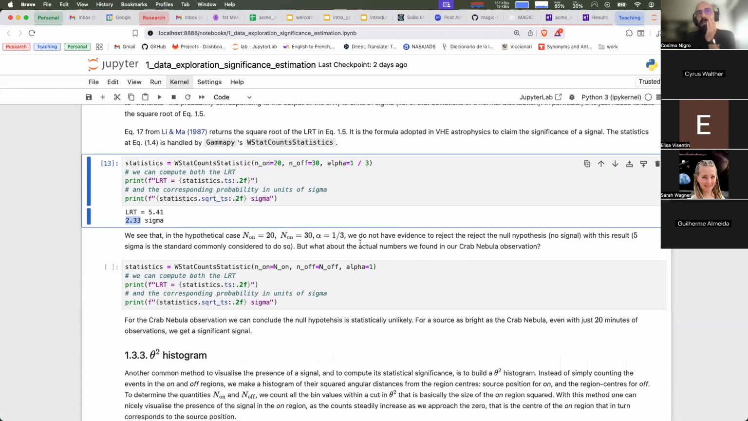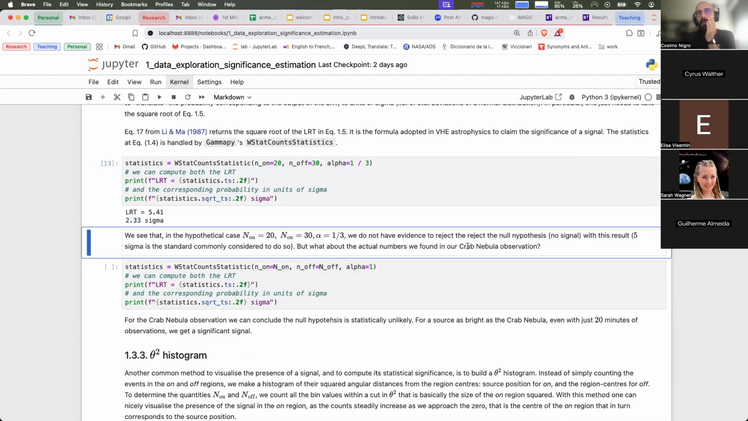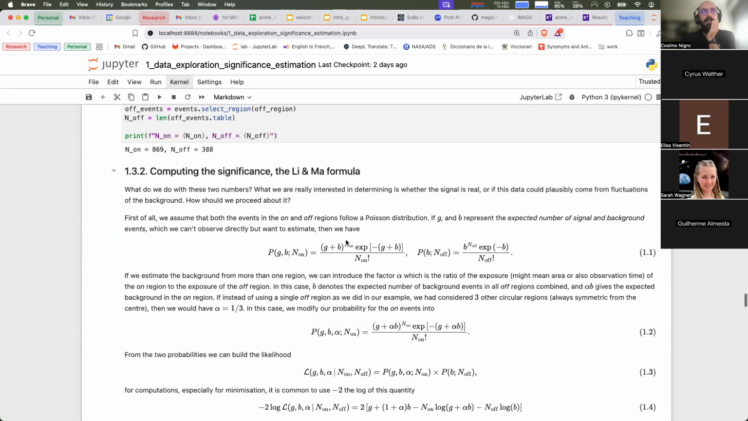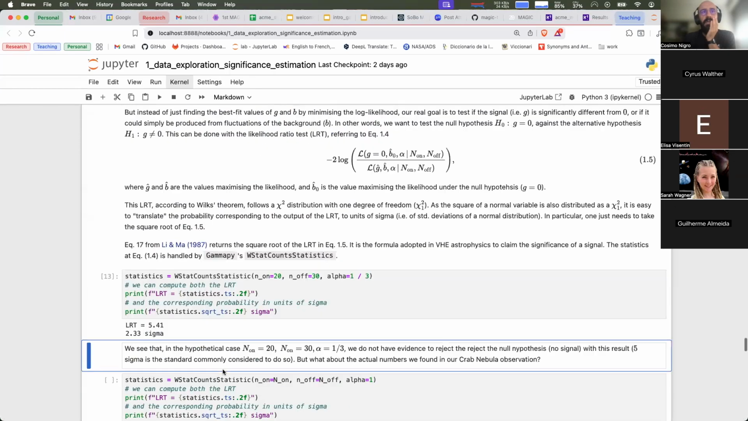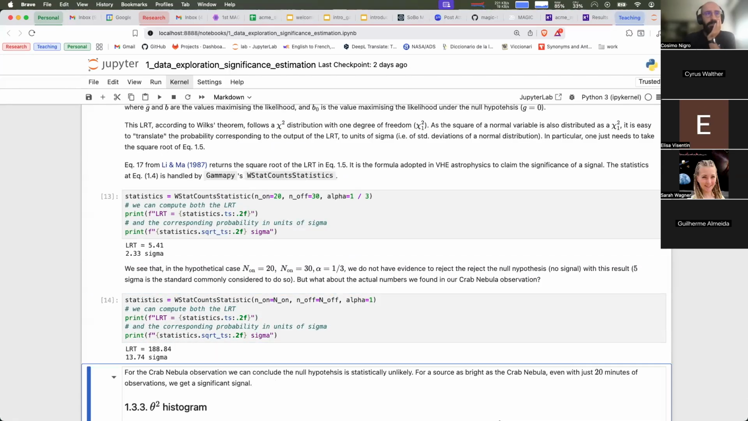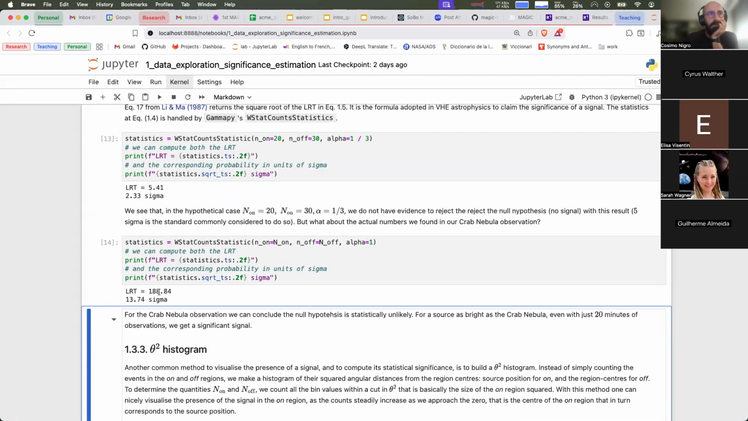But what happens with the actual numbers that we find in our Crab Nebula observation? I remember that just by taking one on and one off region, we got 869 on and 388 off. So let's plug in these numbers. We have a likelihood ratio test of 188. And then if we take the square root, we have 13 sigma. So in that data set, just taking an on and off region, just with one observation, which corresponds to 20 minutes of data taking, we already detect the Crab with 13 sigma, with a significance corresponding to 13 standard deviations.